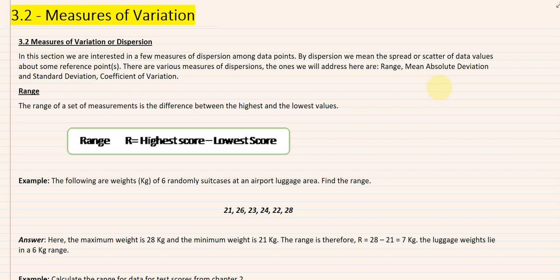Section 3.2 now. I'm going to talk about some measures of variation or dispersion of data. Coming from section 3.1, we talked about measures of central tendency, more specifically the mean, median, and the mode.